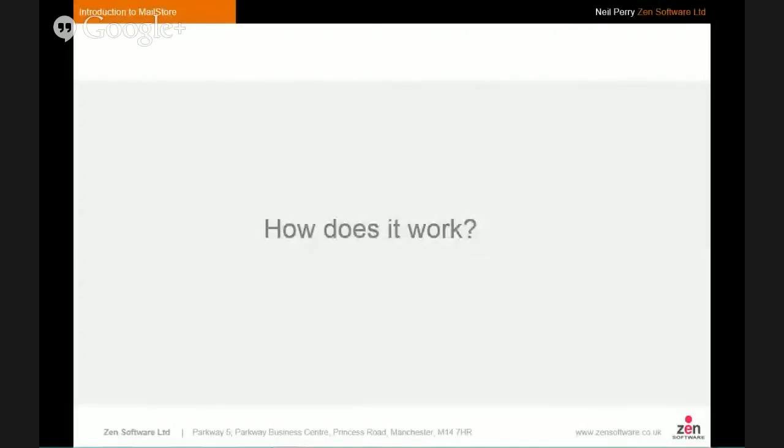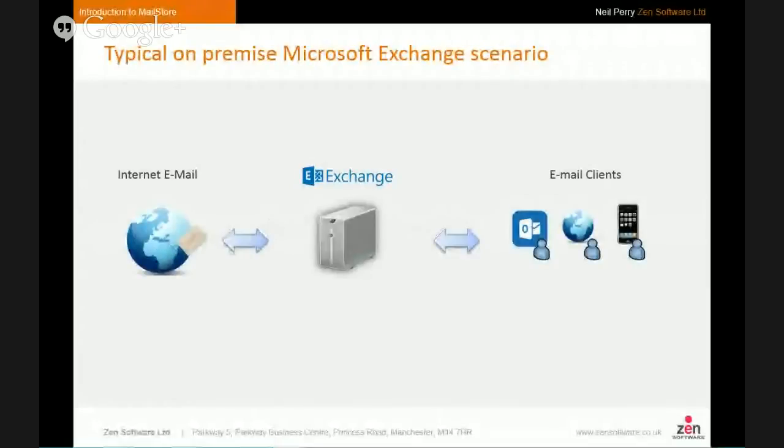So let's look in a little bit more detail at exactly how MailStore works. What I want to introduce is a very typical basic on-premise Exchange scenario where you have an Exchange server on site connected to the internet, so it's receiving and sending SMTP email out to the internet, and then your email clients are connected into Exchange. They may well be local Outlook users, or they may be remote ActiveSync mobile devices or Outlook Web Access users. It doesn't really matter. The concept's the same, that users are connecting to Exchange and so is Internet email.